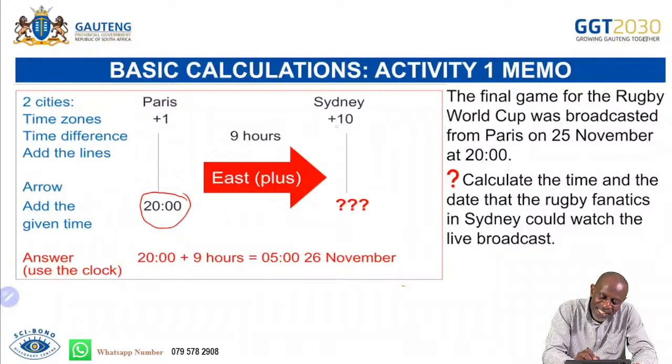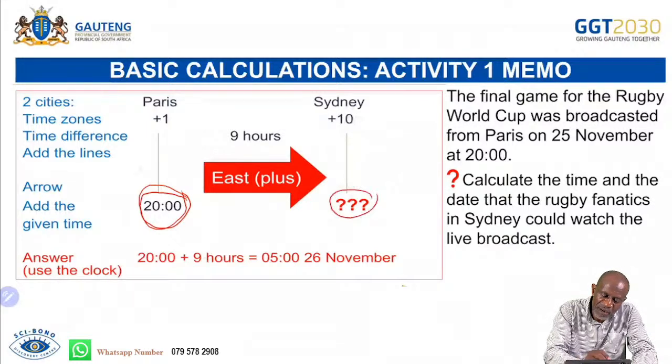Immediately, the plus tells you that these countries are all in the east. Being the situation that both countries are in the east, we have our given time here, which is Paris, and we want to determine the time in the far east of Paris, which is Sydney, Australia. Right.